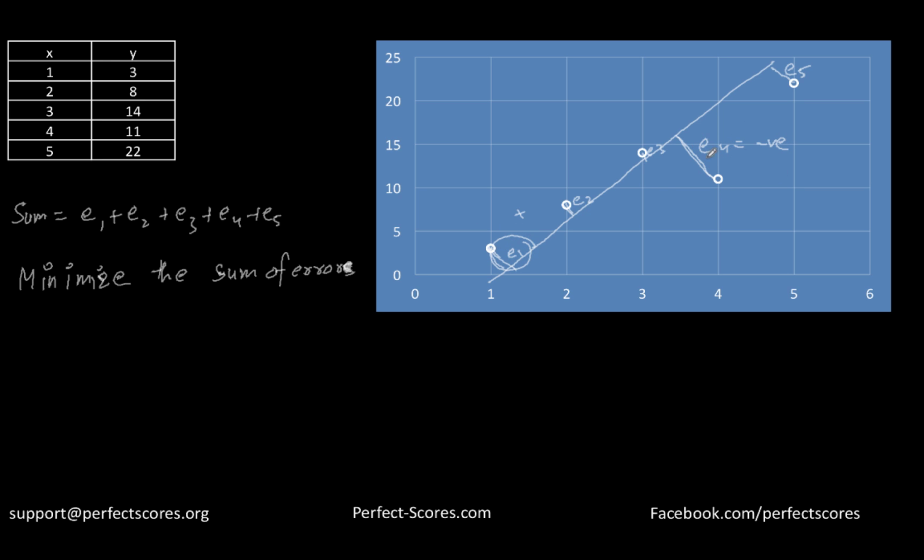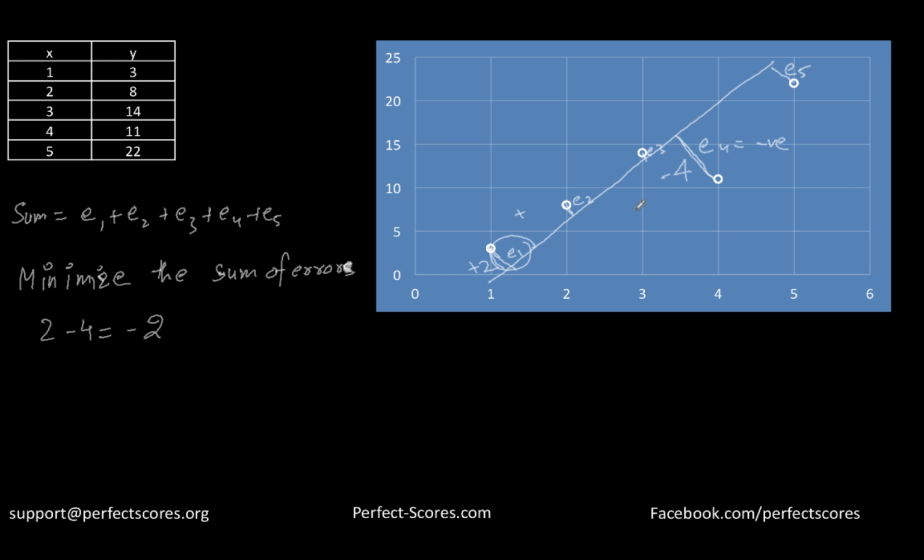E4 is going to subsidize E1. So let's suppose this error is positive 2 and this error is negative 4. If you add 2 and negative 4, you actually get negative 2. So what's happening here? The positive errors are being subsidized by the negative errors, and I'm actually treating negative errors differently as compared to positive errors. There I'm considering them different.